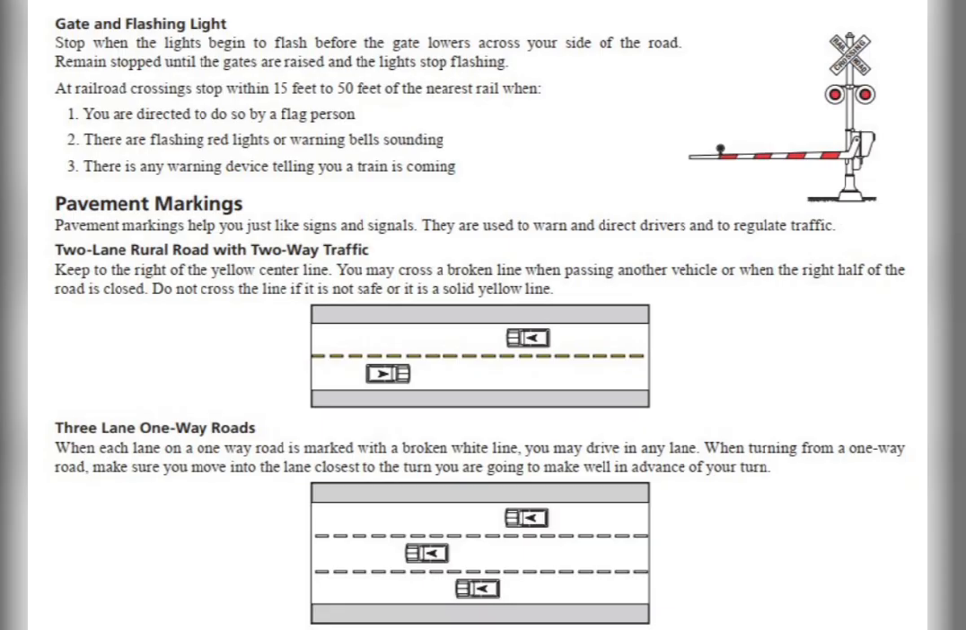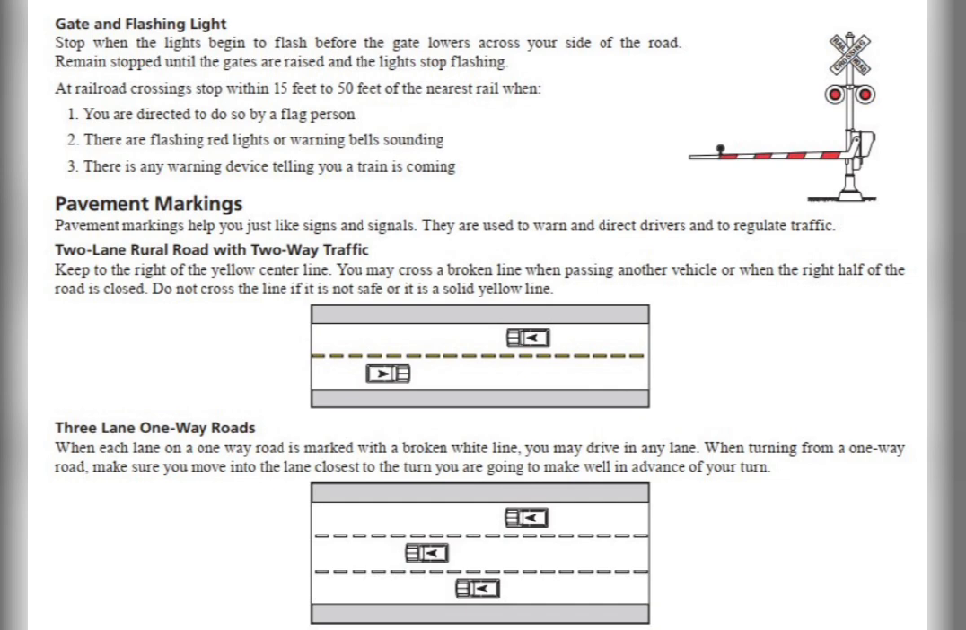Gate and flashing light. Stop when the lights begin to flash before the gate lowers across your side of the road. Remain stopped until the gates are raised and the lights stop flashing. At railroad crossings, stop within 15 feet to 50 feet of the nearest rail when: 1. You are directed to do so by a flag person. 2. There are flashing red lights or warning bells sounding. 3. There is any warning device telling you a train is coming.